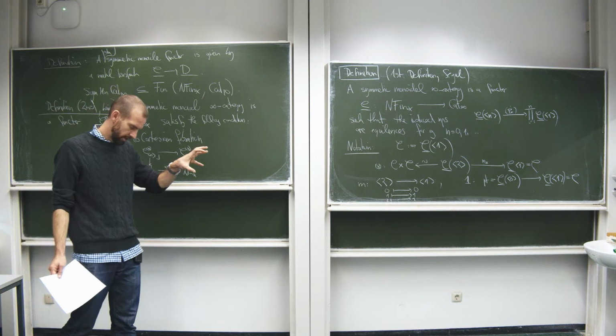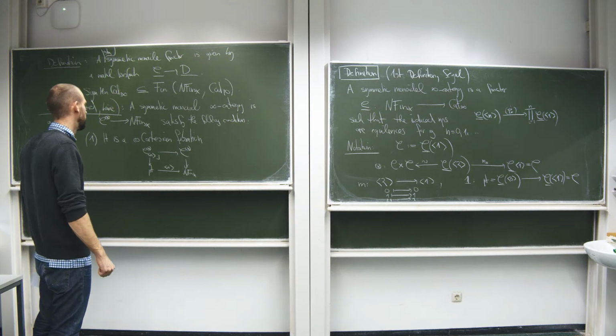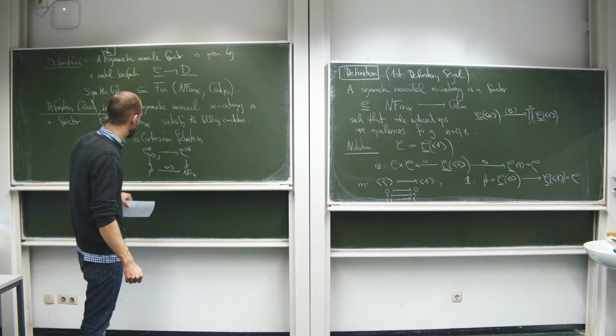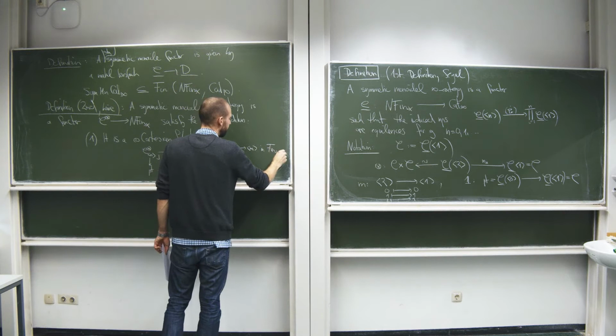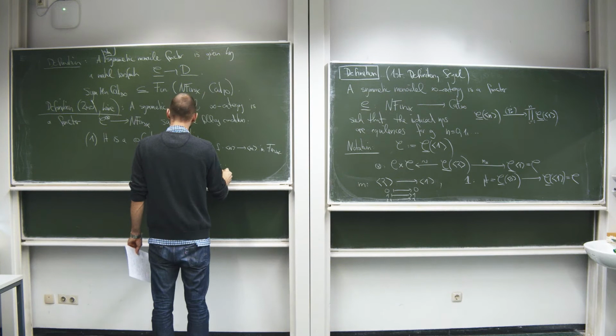And more or less the most important property of being co-Cartesian implies that whenever you have a map f from n to m in Fin star, you get an induced map f lower shriek from the fiber C tensor over n into C tensor over m.